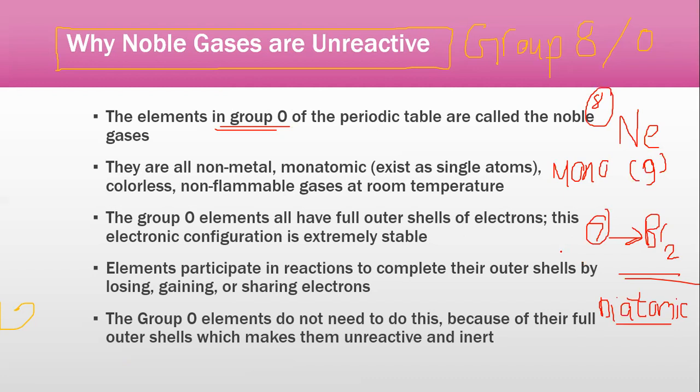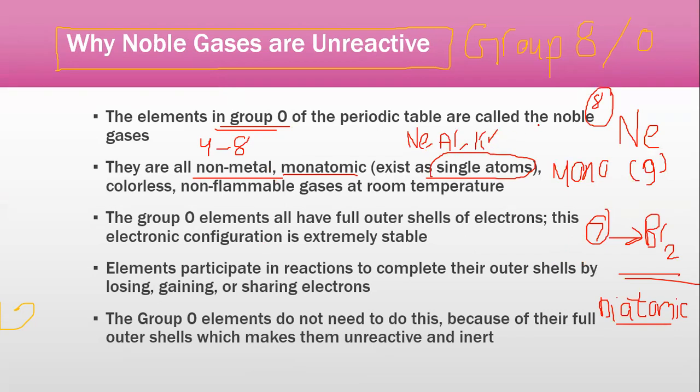The elements in group 0 of the periodic table are called the noble gases. They are all non-metals. As you know कि non-metals जो होते हैं, they are from group number 4 to group number 8. They are all non-metals. Also, they are monatomic, exist as single atoms. For example, neon हो गया, alone, argon, alone, krypton, alone.